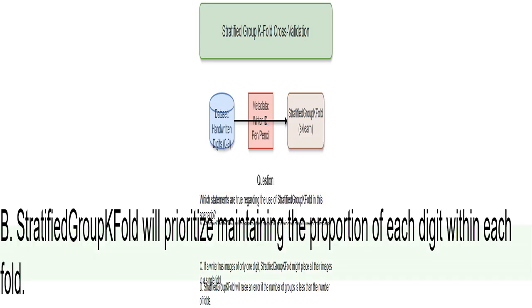This is false. StratifiedGroupKFold is pretty flexible, and it won't raise an error just because you have fewer groups than folds. It will do its best to split the data fairly, even if it means some folds might not be perfectly even.